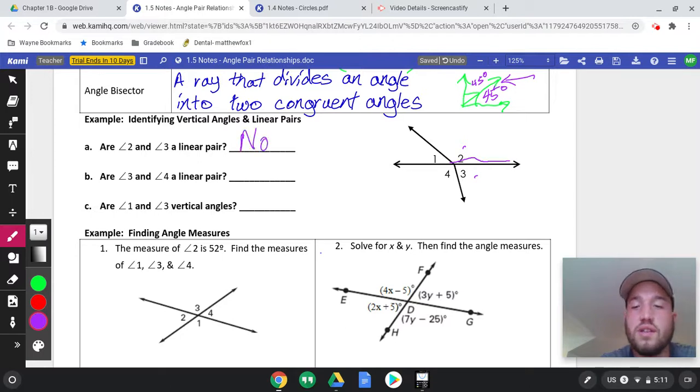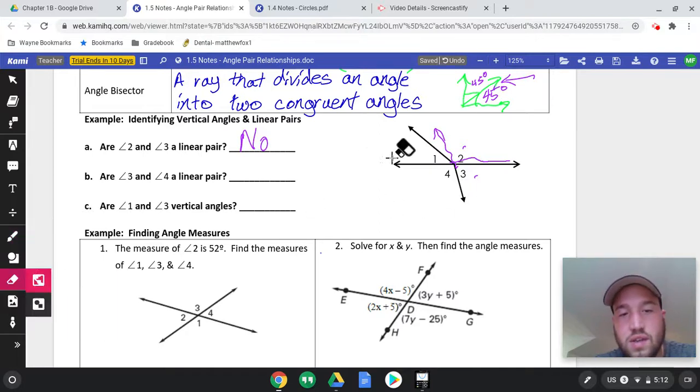If we could straighten this line up and it went something like this, obviously mine isn't straight, but a straight line right there, right in line with that one, then it would be. But in our case, the answer is no.